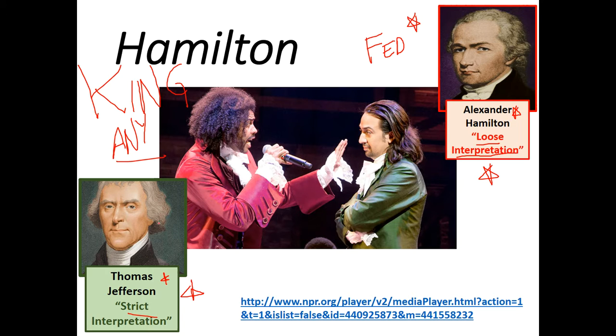So Jefferson right here is an anti-federalist, and he would also be anti-test. He does not believe in the elastic clause. He does not believe in stretching out the government's power. Hamilton, we're going to give him a mustache and glasses because we don't like him. Because he says, you know what, sometimes the government needs to stretch their authority, stretch their power, and he believes in the Fed. He believes in tests.